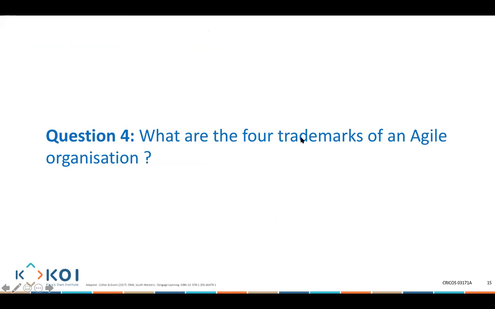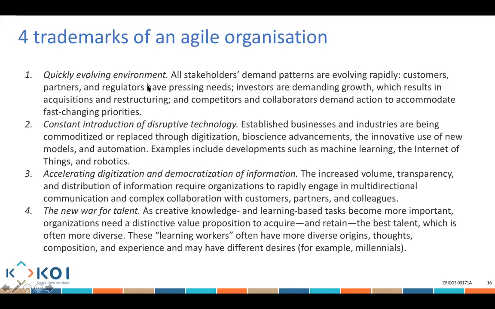What are the 4 trademarks of an agile organization? Well, quickly evolving environments. All stakeholders' demand patterns are evolving very, very quickly. Customers want things, partners want things, regulators want things, investors want things. A lot of things want to change quickly. And agile is the best thing for us to be able to get things done quickly.